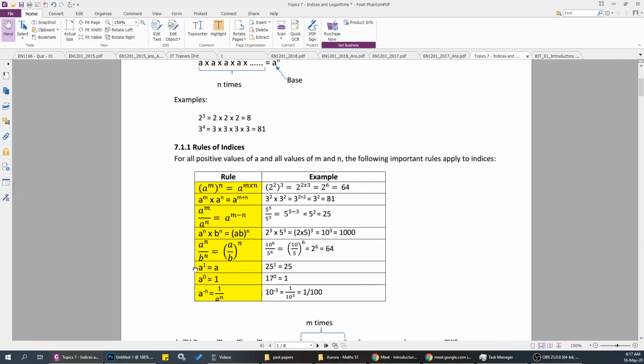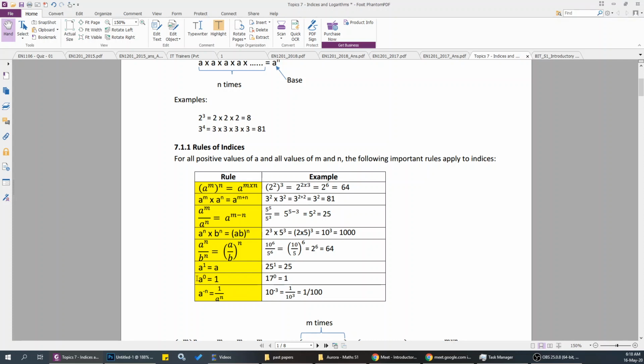Also, you need to keep in mind that a to the power 1 equals 1. That is, whenever you have the power of 1 of any given number, the answer is the number itself. Whenever you have 25 to the power 1, the answer is 25. Whenever you have 20 to the power 1, the answer is 20.